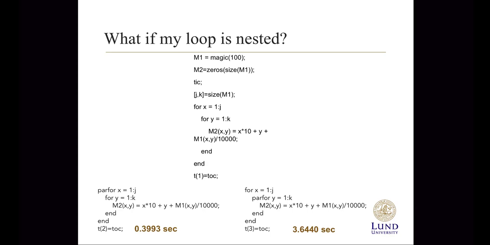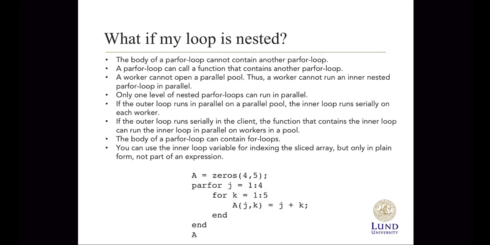So, if your loop is nested, the body of a par for loop cannot contain another par for loop. You can't have par for within par for, with one exception. You can call a function that contains another par for loop. So you can have a par for that then has a par eval, for instance, or another function that has a par for loop. But as it is running within the par for loop, it's running on some node, on a worker, and workers can't open a parallel pool. Therefore, the inner nested par for loop will not be run in parallel. It will be run in serial.